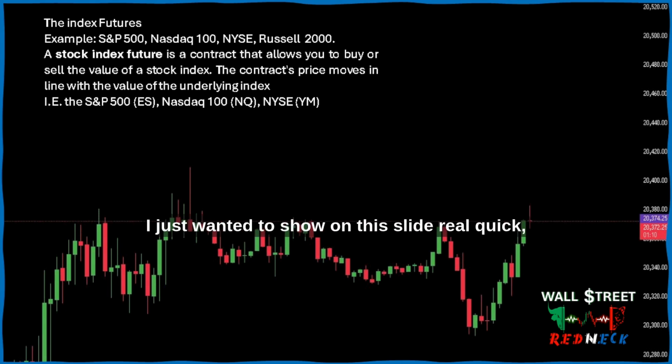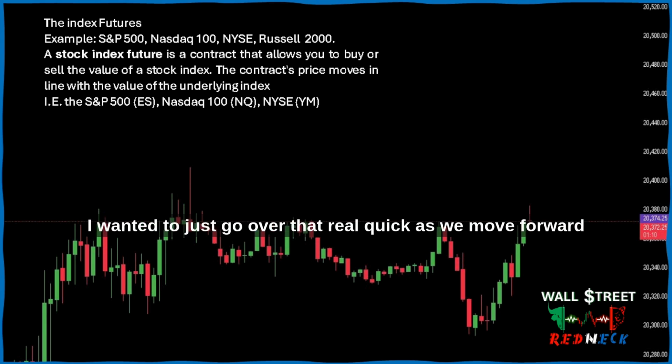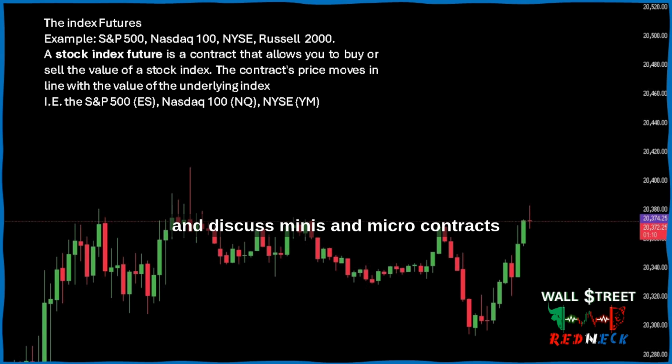Just wanted to show on this slide real quick, the S&P 500 has an abbreviation for the symbol. This is for a mini. If you notice the ES, if you went to chart the S&P 500 for a futures contract, and it's a mini contract, you would put ES. The NASDAQ 100 would be NQ. The New York Stock Exchange would be YM. I wanted to just go over that real quick as we move forward and discuss minis and micro contracts and how to trade those.